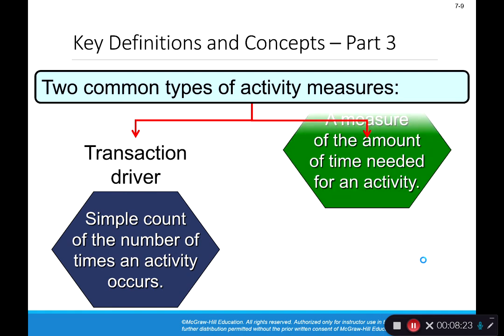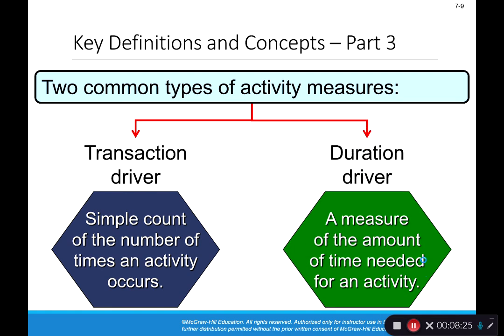The two most common types of activity measures are transaction drivers and duration drivers. Transaction drivers are a simple count of the number of times an activity occurs, like, for instance, the number of customer orders that are taken. So how many customer orders would be an example of a transaction driver. A duration driver is the amount of time needed for an activity. So instead of the number of customer orders, it would be how long we spend on average with each customer order, or taking each customer order.